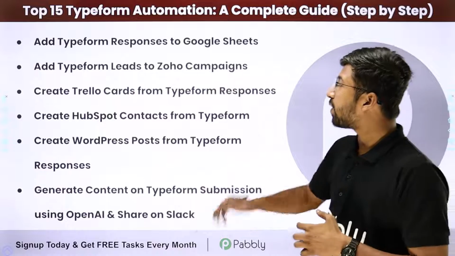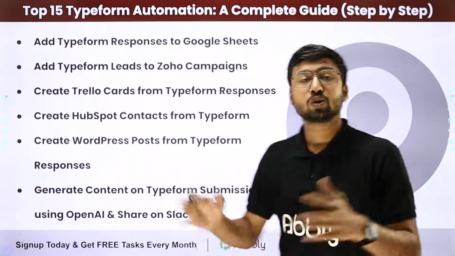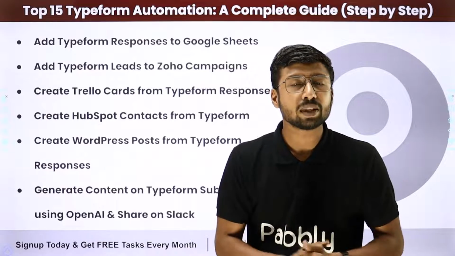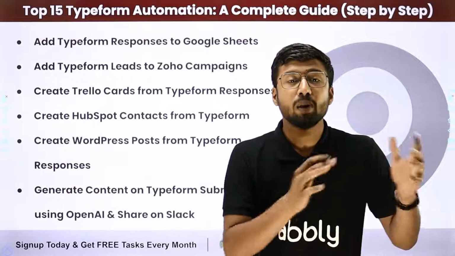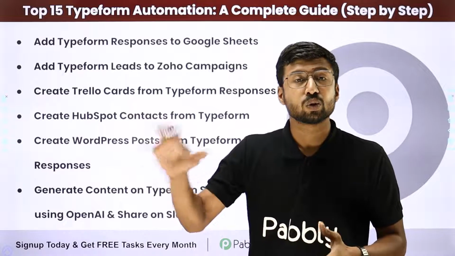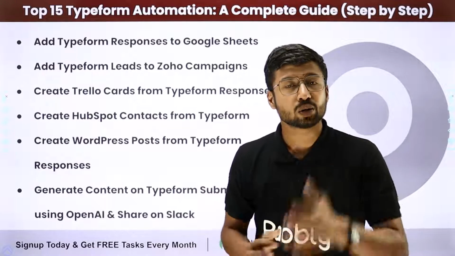The first automation that we have is adding Typeform responses to Google Sheets. And this is pretty awesome. Using this automation, you can basically get the form responses from Typeform, and instantly in real time, you can add the same Typeform responses into the Google Sheet and create or maintain the record over there.